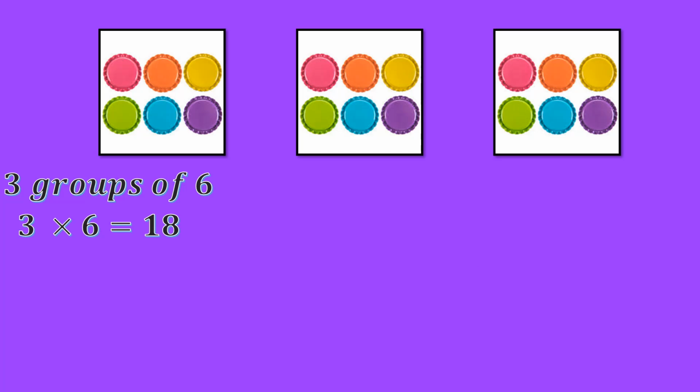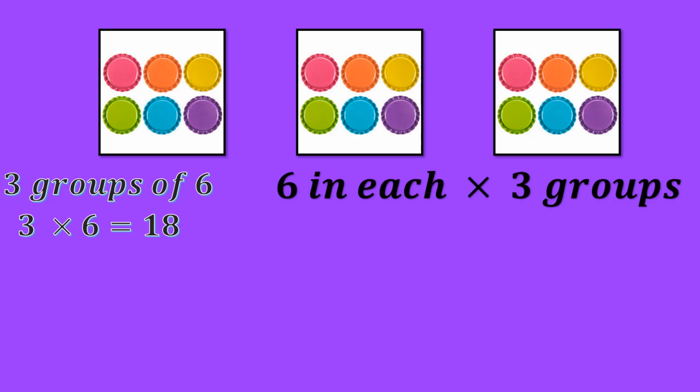Or we can also use, starting with the number of objects in each group times the number of groups. So we have 6 times 3 is equal to 18. It's just the same. Even if you use 3 times 6 or 6 times 3, it will give you the same answer, which is 18.